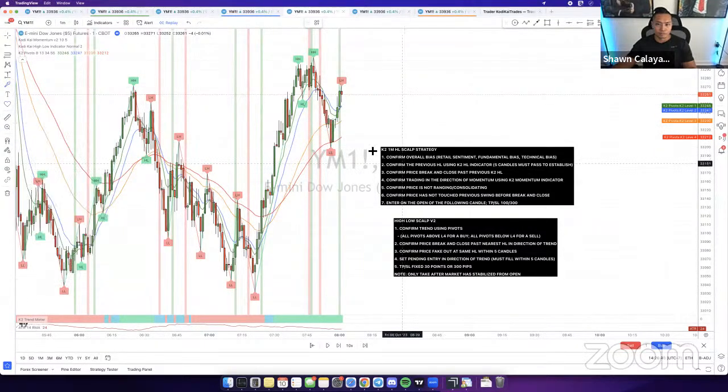Okay, there we go. So this one's slightly different, because for the high low scalp strategy, you needed to confirm the overall bias. For the V2, you're just confirming the trend. So you can use a bias, but it's not necessary. This is just an easier criteria. The second criteria is the same, looking for the breaking close.